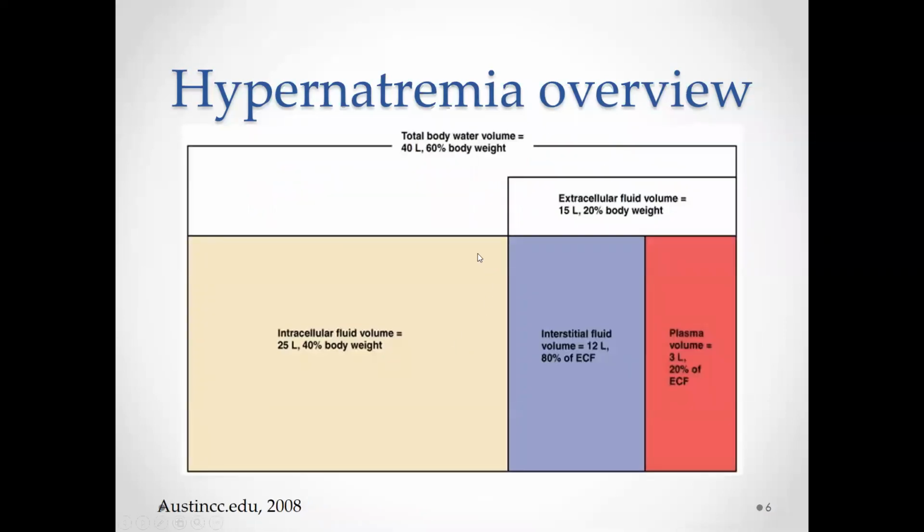Okay, so just a quick review about total body water. About 60% of our body is made of water. Two-thirds of that stays intracellularly, and one-third stays extracellular. In that extracellular space, about three-quarters stays in the interstitial, and only one-quarter stays in the plasma or in the vessels.